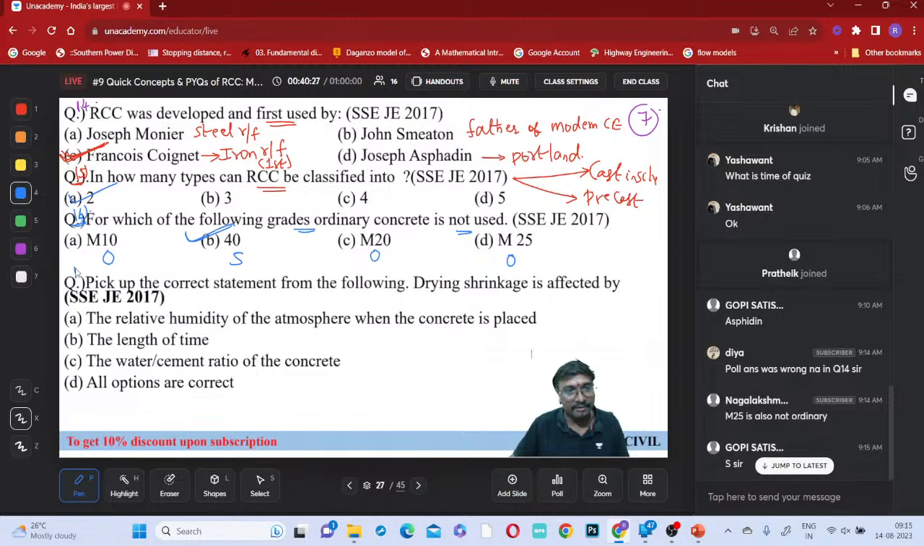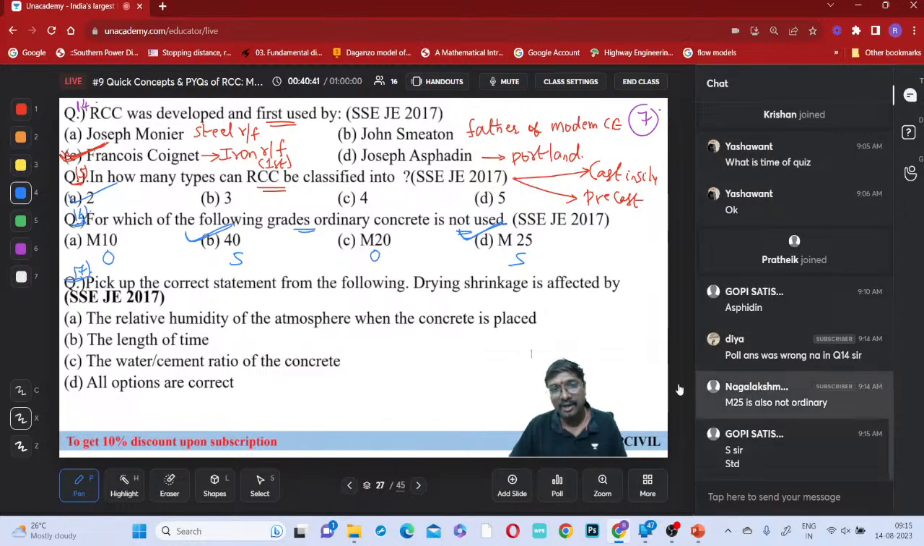So question number 17. Yeah, M25 is also not ordinary, right? This is also standard, right? Both options, option B and D can be correct, right? Yes, option B and D can be correct. So let's start the poll for this question number 17, everyone.